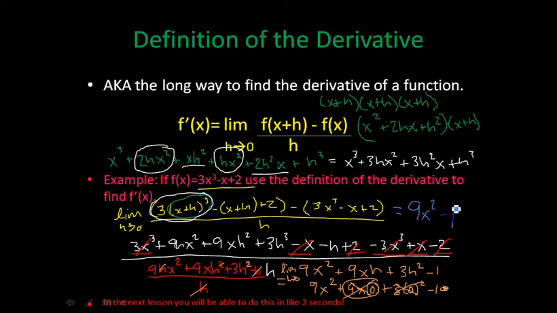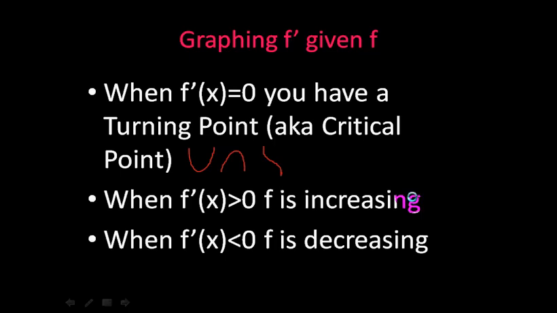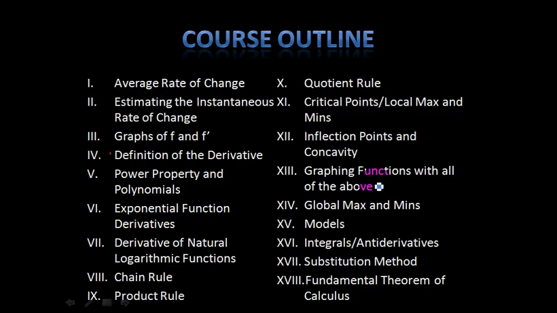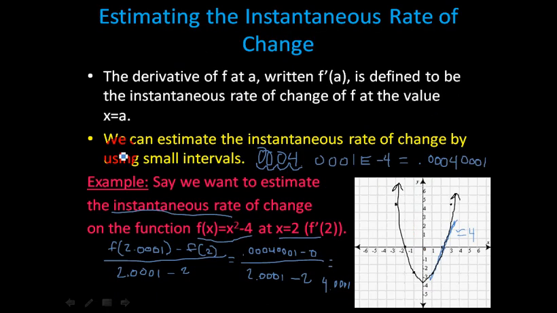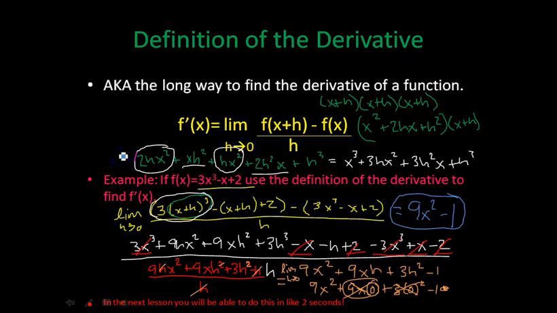And this is a really long way to find derivatives, but this is one way you can find them. So in our next lesson, I believe it's the next lesson, let me double check. Let's see, we just did the definition of the derivative. So in the next lesson, we'll be using the power property, which you use for polynomials and powers. And it'll give us a lot easier way to do this problem here. It'll take like 2 seconds. So stay tuned for that.